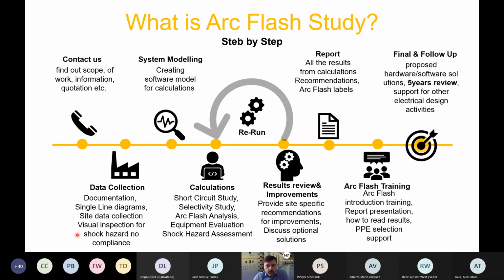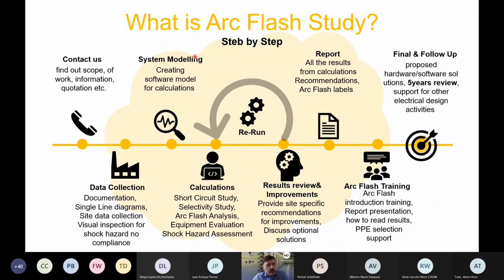The next step is data collection. Data collection means we collect all the documentation, drawings, single line diagrams, and information about the electrical systems. If you are on site, we also do a visual inspection for shock hazard and non-conformities. Then we go into the system modeling. This area is the part for the electrical engineer who is actually doing the study, not for the customer.